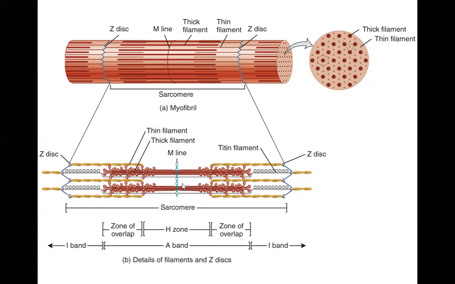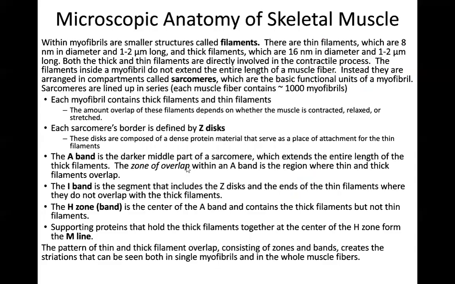At the center, or the middle part, of a sarcomere is what we call the M line, which is where you find supporting proteins holding those thick filaments together. And it's at the center of the H zone.